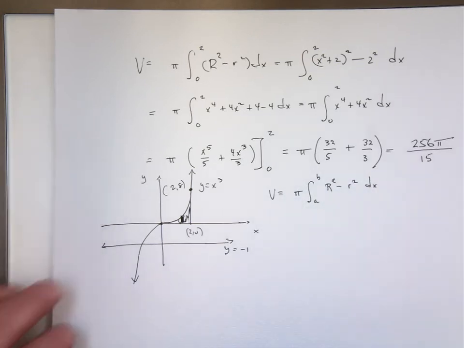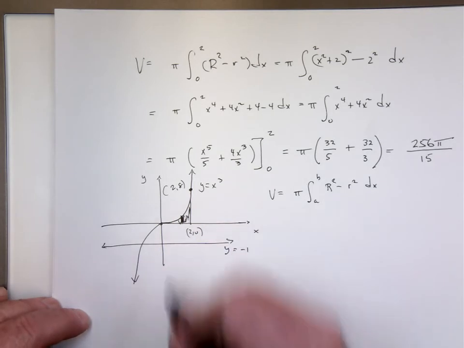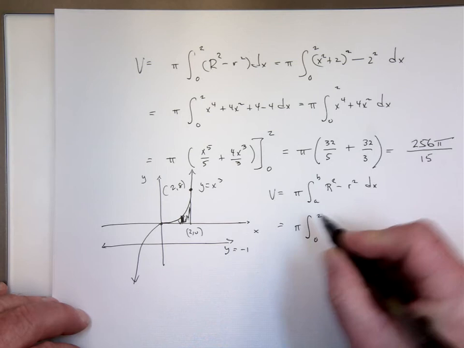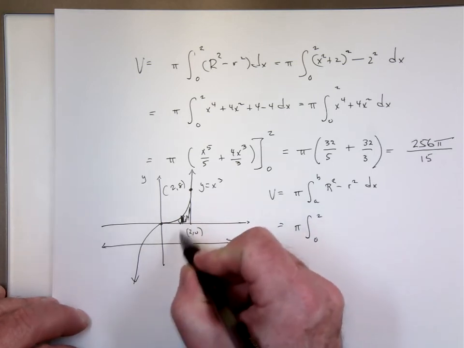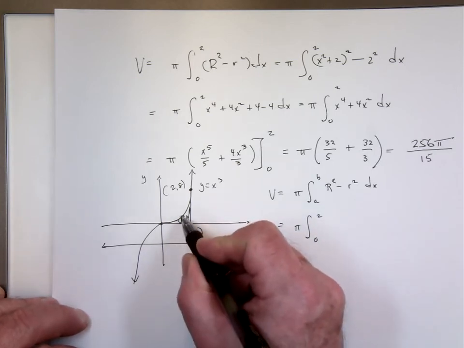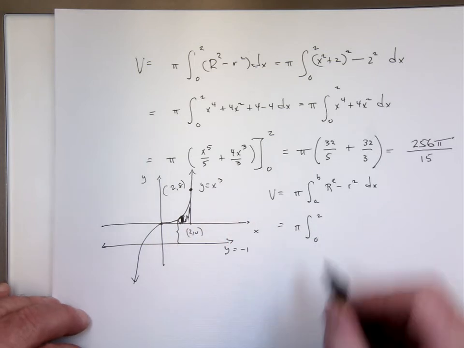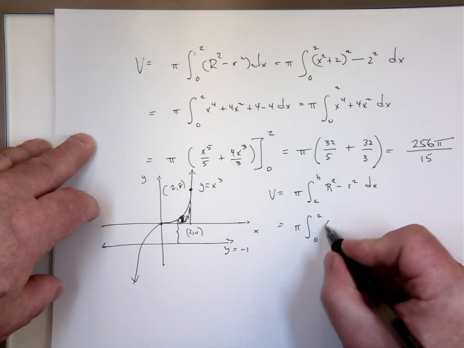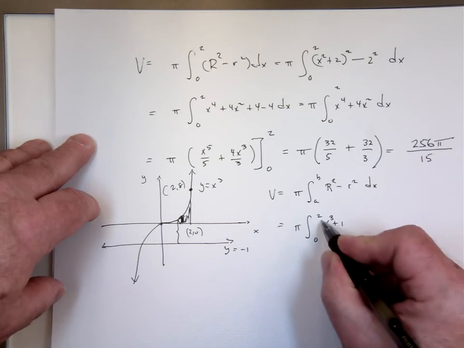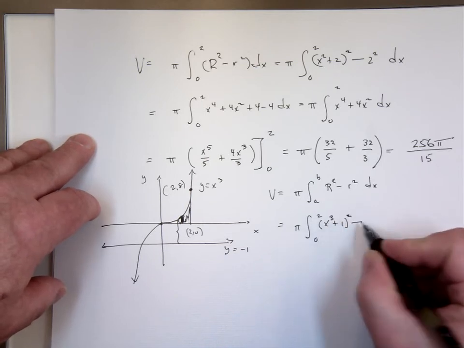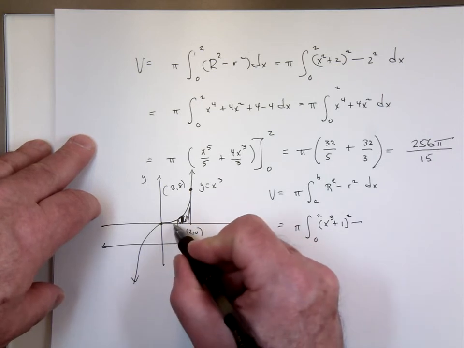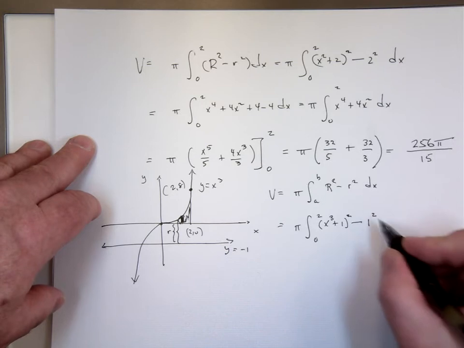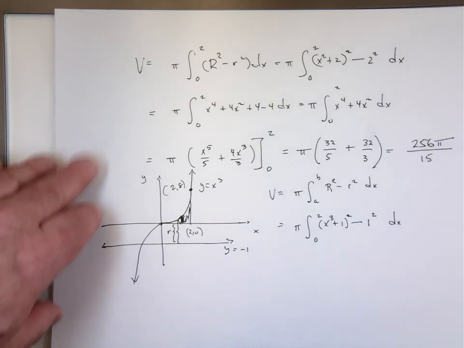So let's do it. Pi, the integral from 0 to 2, big R. Now big R is from here, the top of this, to here. What is big R equal to? X cubed plus 1. X cubed plus 1 is correct. We're going to square that. Minus, what's little r equal to? 1 squared. Or what, -1? 1 squared. Okay? That integral will give us the exact volume of that solid of revolution.